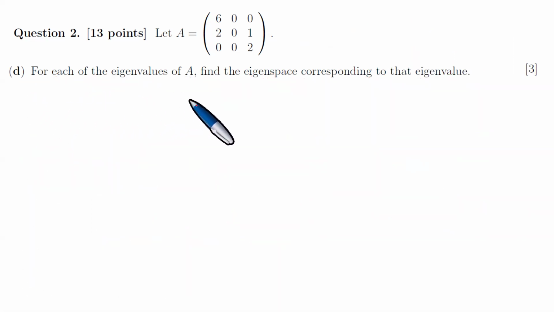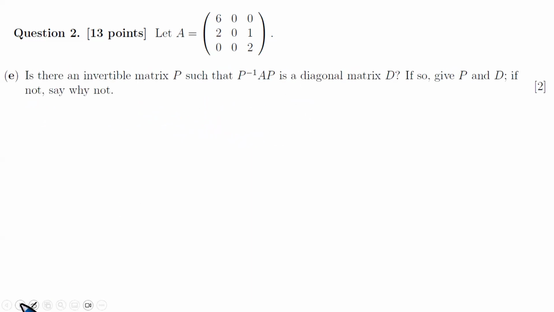For each of the eigenvalues of A, find... it's the same question we answered, just with duplicates of the questions here. Is there an invertible matrix P such that this is a diagonal matrix D? If so, give P and D. If not, say why not. Obviously now the invertible matrix P is the matrix that contains the eigenvectors, so the parts of the eigenspaces.